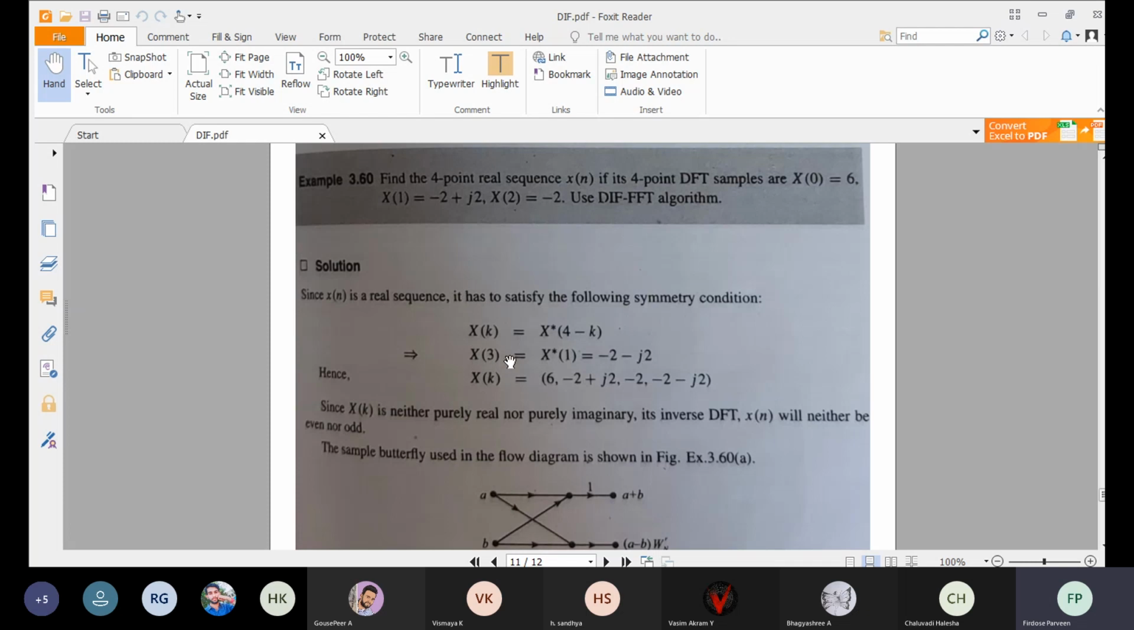So x of 3 is what? It is conjugate of 1. Since it is 4 point, x of 3 will be conjugate of 1. So 1 is what? Minus 2 plus j2. So what will be your x of 3? It is minus 2 minus j2. Okay. Symmetric conjugate. So minus 2 minus j2. So we have got the sequence 6, minus 2 plus j2, minus 2, minus 2 minus j2. Okay.